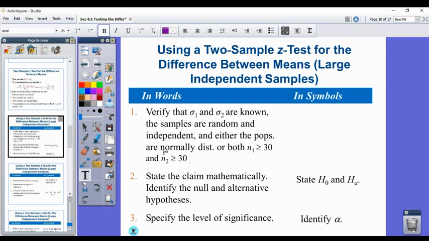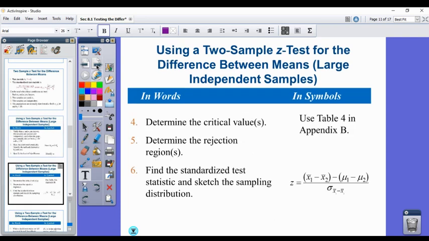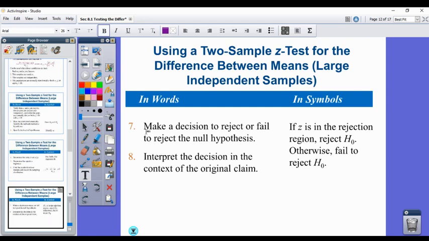State your claim, identify your null and your alternative, specify the level of significance for the test, determine your critical values. You can use the table in the back of the book, or you can also use your calculator. Determine your rejection region, and then use the formula to find your standardized test statistic. Once you've done that, you can make a decision whether you're going to reject or fail to reject, and then you're going to write your summarizing sentence.